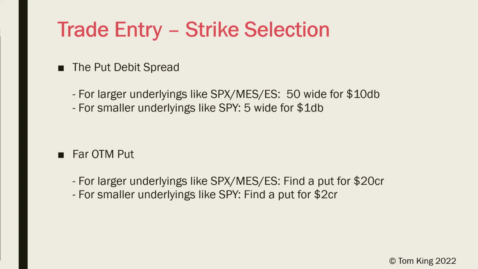For the far out of the money put, in those larger underlyings, I'm trying to take in about a $20 credit on that option. And then for the smaller underlying, if you're trading SPY, I'm trying to take in about $2. So I'm trying to take in twice as much money on the naked put as I did pay for the put debit spread. That's where our income comes from on this particular trade.